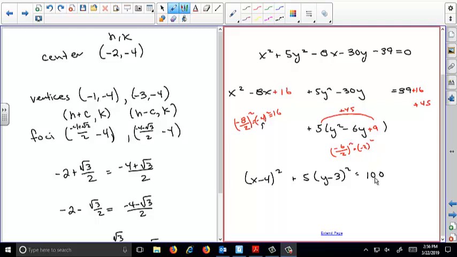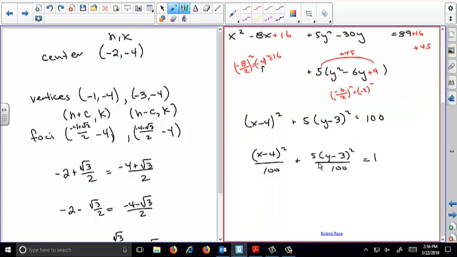divide by 100, because you have to have 1 on the right-hand side for standard form. So you get x minus 4 squared divided by 100 plus 5 times y minus 3 squared over 100 equals 1. And what we need to do is get this 5 in the denominator. So what you would do on the second one is you would take the 5 that's in the numerator and put it in the denominator of the denominator.